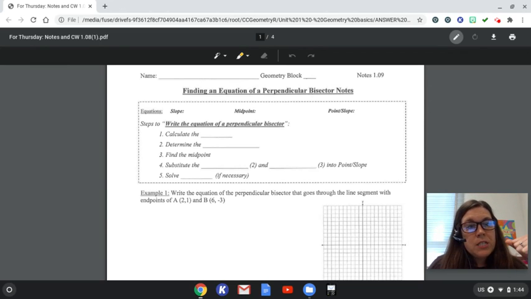Things are working a little bit differently today. We are moving ahead in the next notes page. It's relatively short. However, your classwork assignment might be a little bit longer today. It's going to be classwork 1.08.